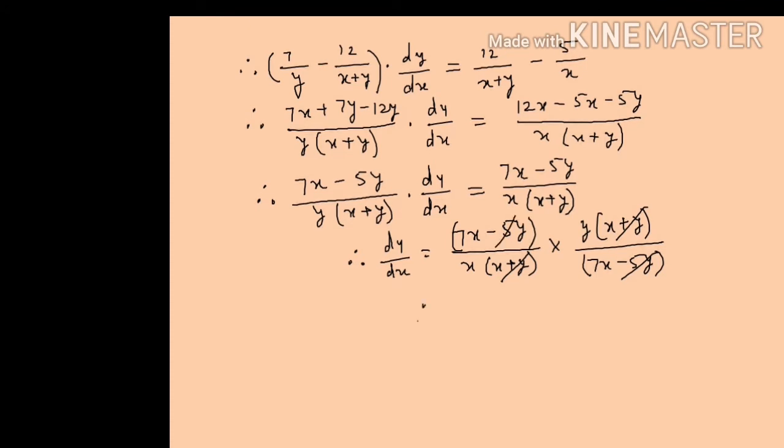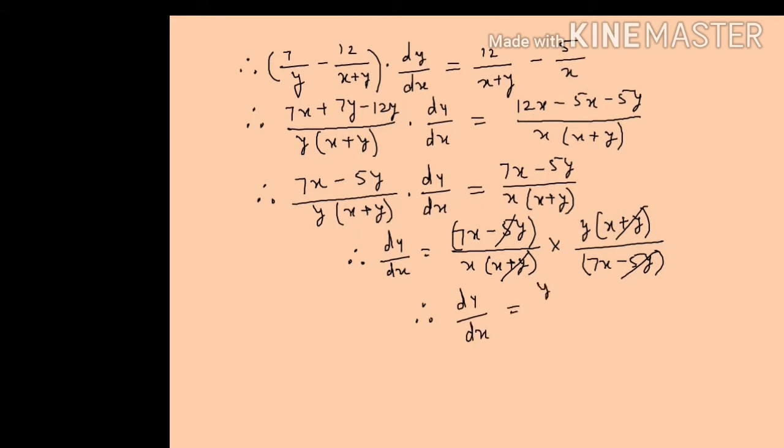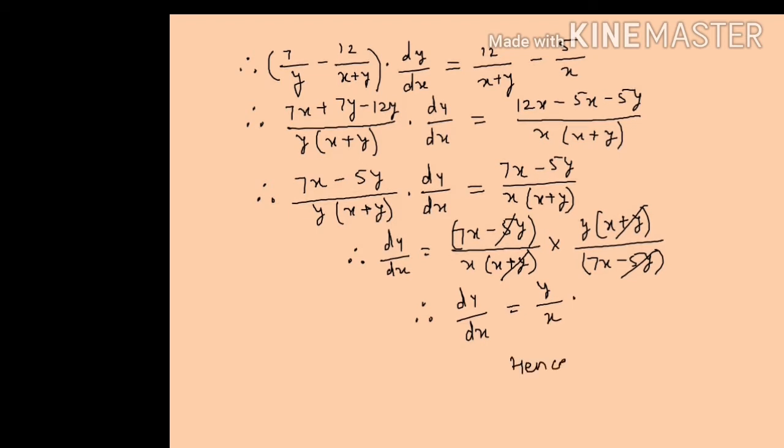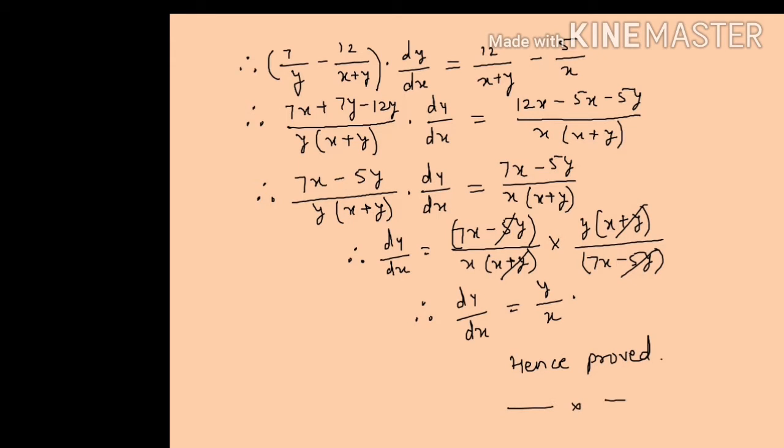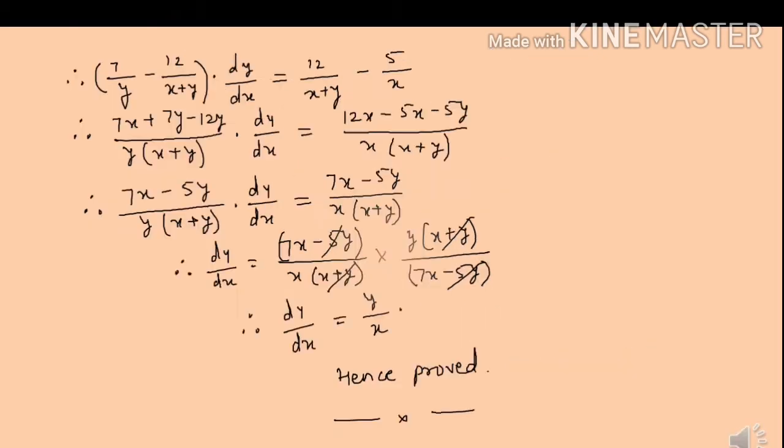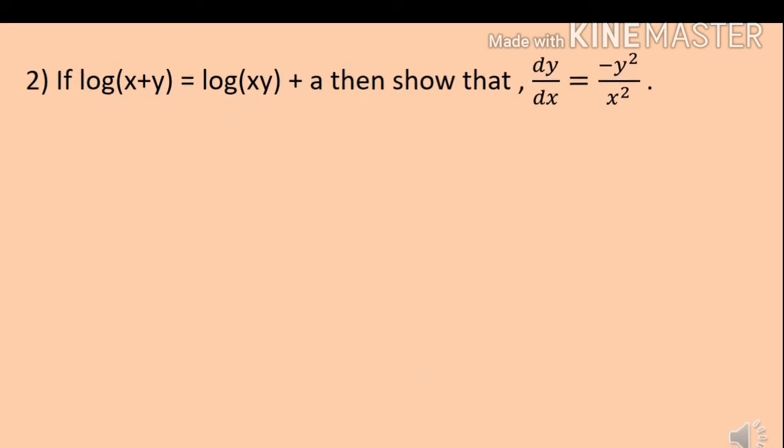So you get therefore dy by dx is equal to y upon x. This is what you have to prove. So you can write hence proved. Fine. That completes the first sum. So see the second sum.